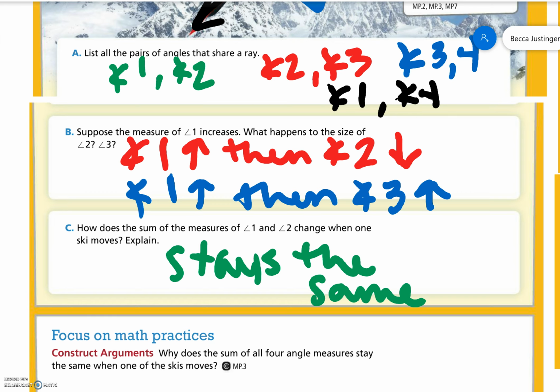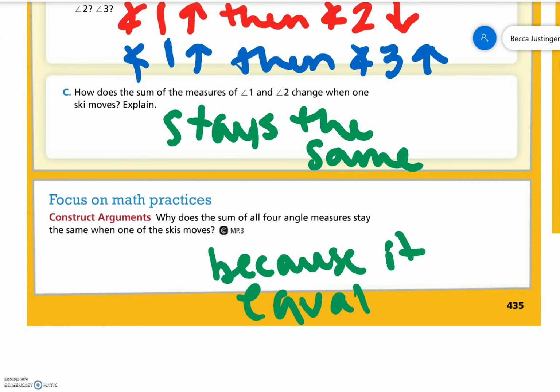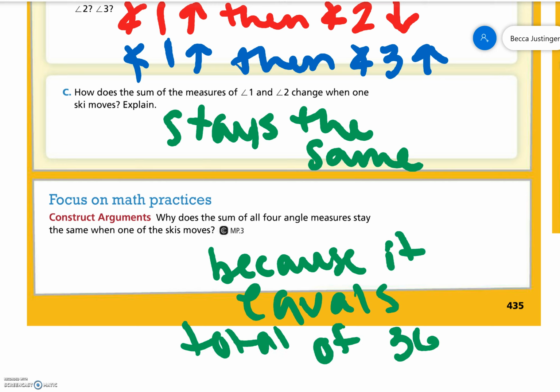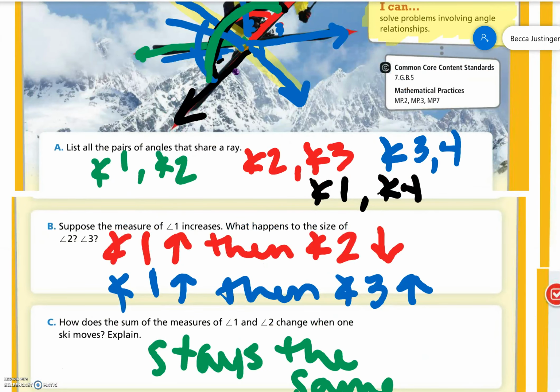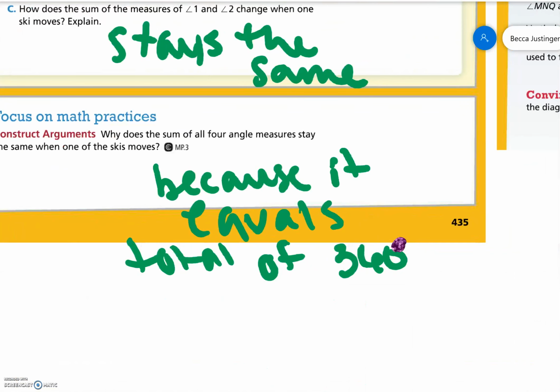Why does the sum of all four angles stay the same when one of the skis moves? Because it equals a total of 360 degrees. Because if you look at all the angles added together, it gives us a circle. 360 degrees. So a straight line, remember, is 180 degrees.